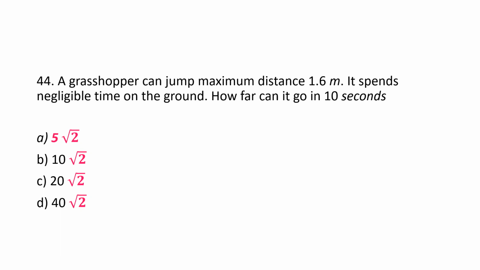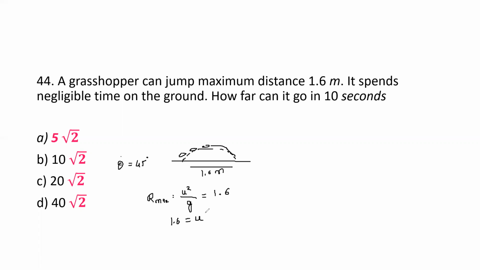So the distance traveled. You can assume the figure here. The horizontal distance traveled by the grasshopper will be maximum for the value of theta equal to 45 degree. You can assume that this is the ground and this is the path it is following, and this is the grasshopper which is traveling here. This distance they have given as 1.6 meter. Here R max is equal to u square divided by g, and this R max value is given as 1.6 meter.